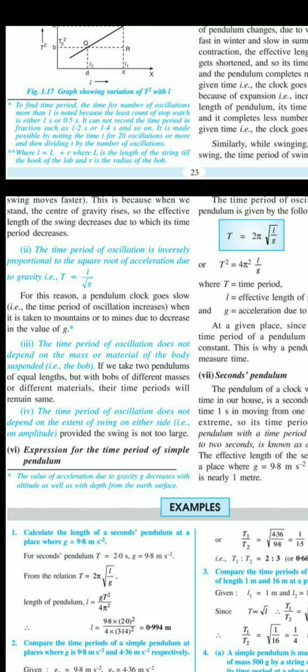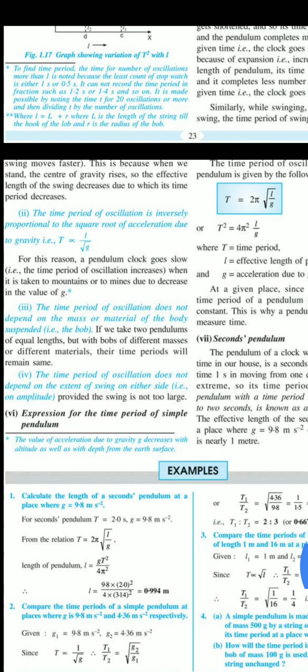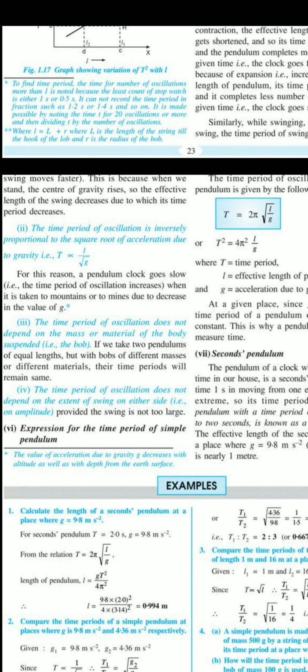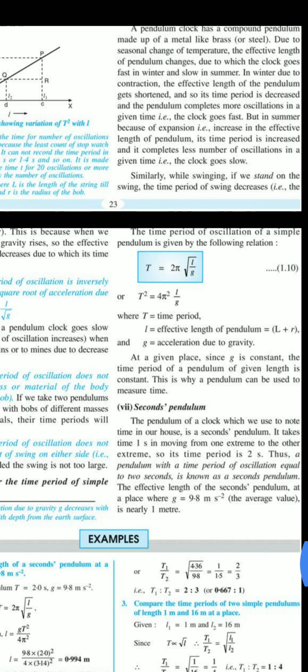Then the time period of oscillation does not depend on the mass or material of the body, that is the bob. The time period also does not depend on the extent of swing on either side, but the extent should not be too large. So the time period is directly proportional to the square root of L, inversely proportional to root g, and does not depend on mass or material of the bob or on the amplitude. So the expression that we get is T is equal to 2 pi root L upon g.